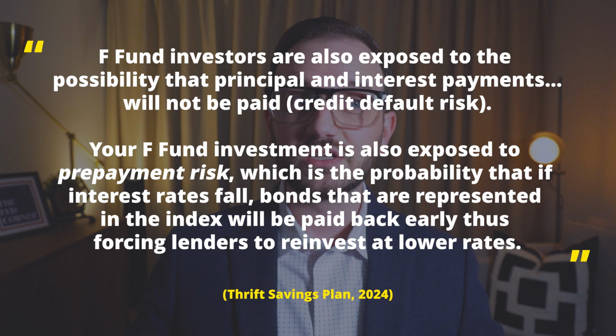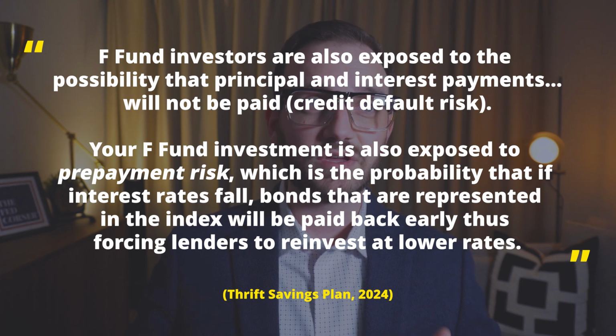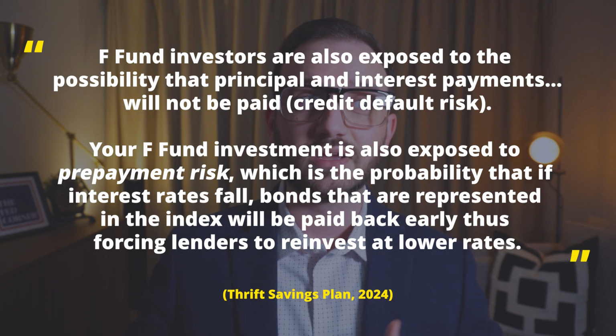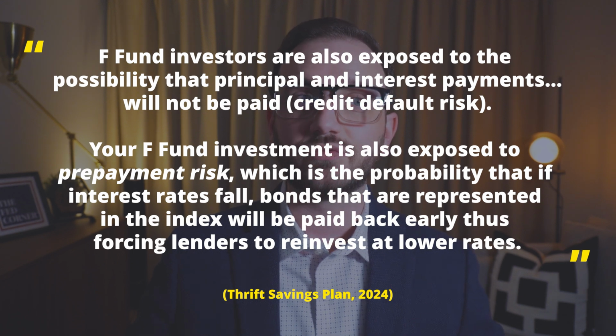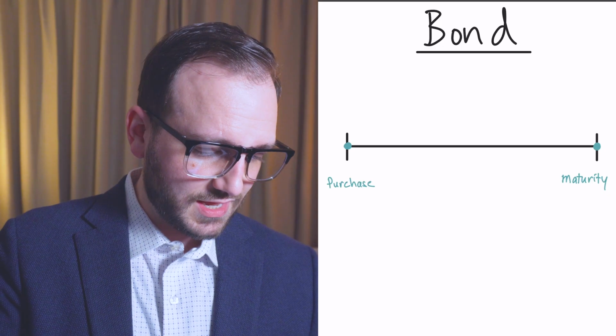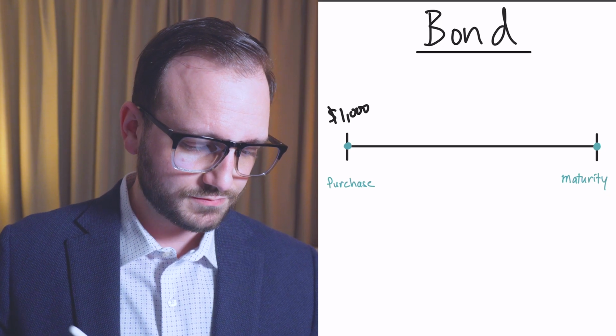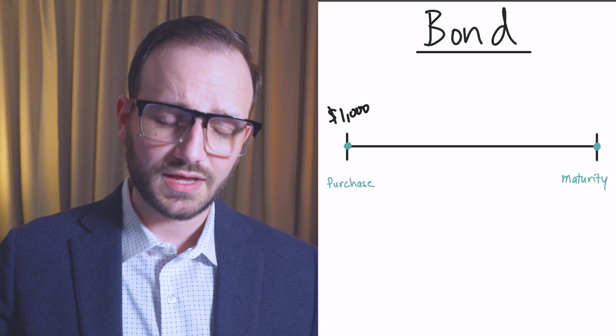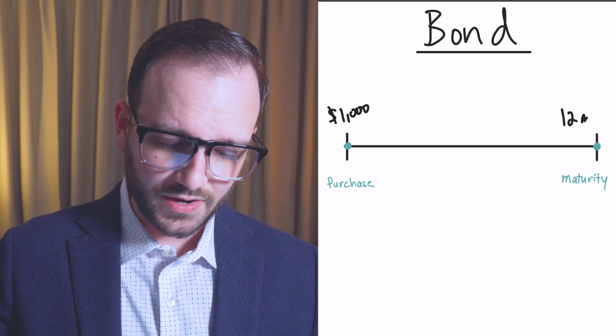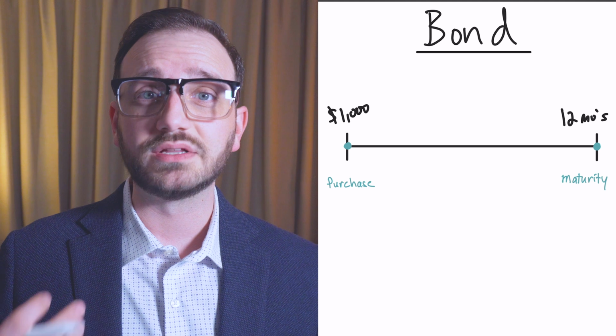Your F Fund investment is also exposed to prepayment risk, which is the probability that if interest rates fall, bonds that are represented in the index will be paid back early, thus forcing lenders to reinvest at lower rates. Obviously, there's a lot more going on here than a price just going up and down. When you purchase a bond when it's created, you pay the face value of the bond, let's say $1,000. And that bond has a maturity date. In this example, we'll say that that bond is maturing 12 months in the future.